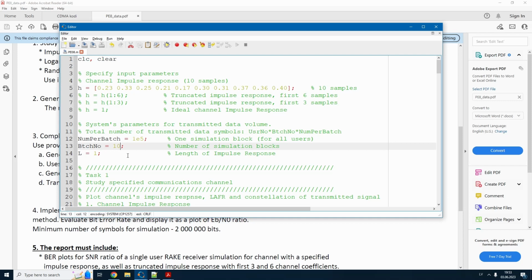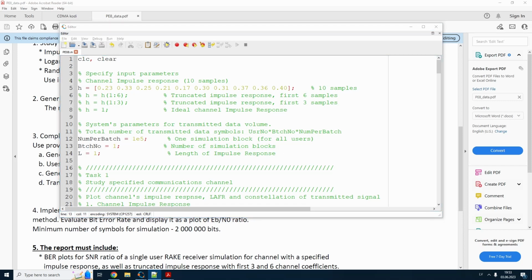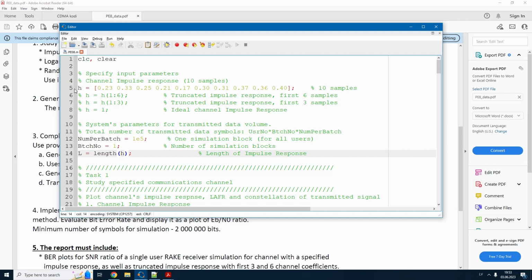Accordingly, for debugging and showing purposes, I'm going to put batch number to 1 to make the simulation run faster, but don't forget that in your report you actually need to set this to 10. So, to make it faster, I'm going to put it to 1. Next step would be to analyze the length of the impulse response. So that is length of h.